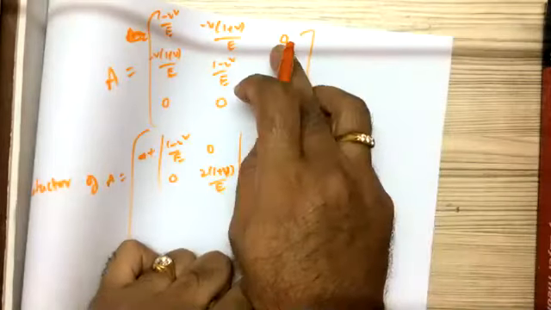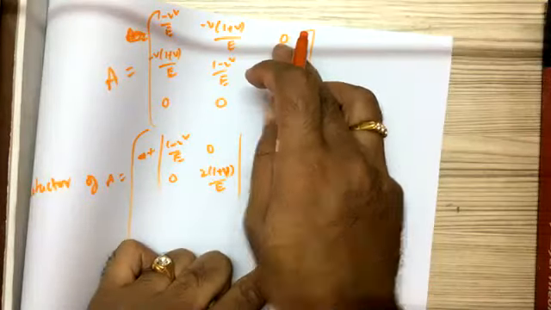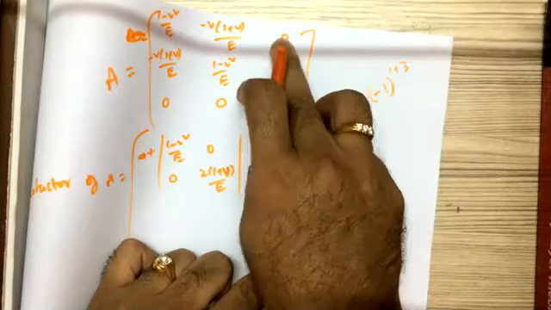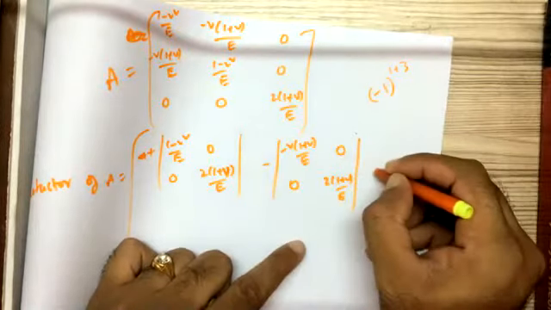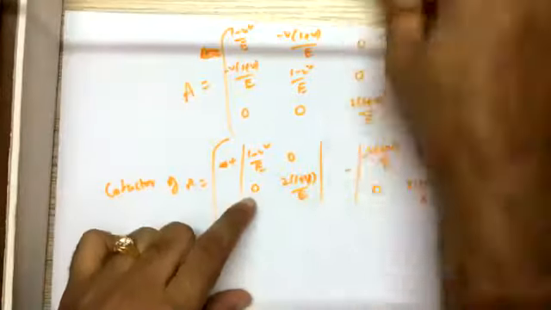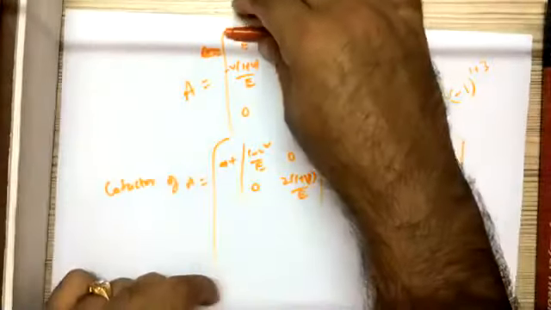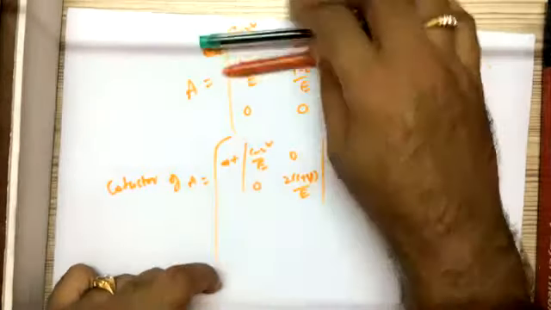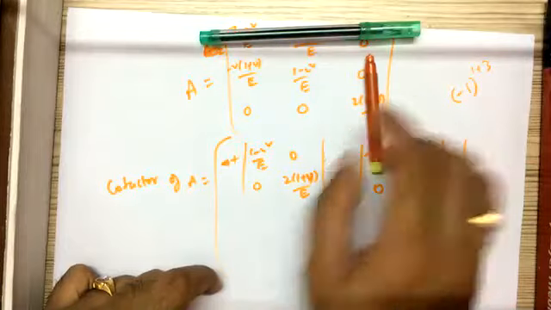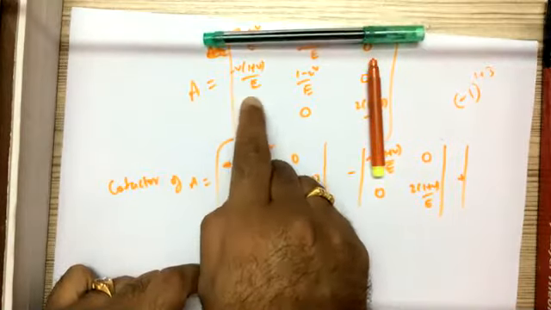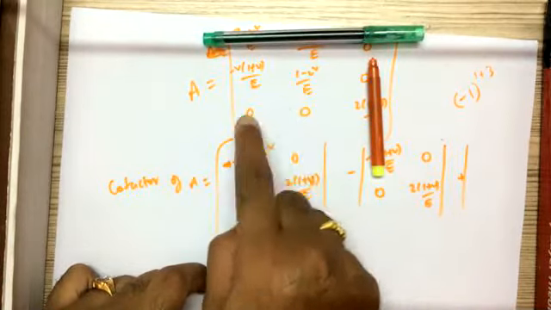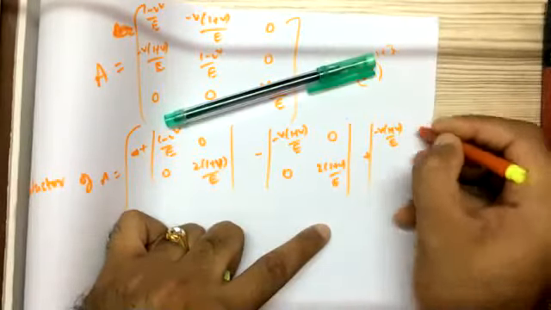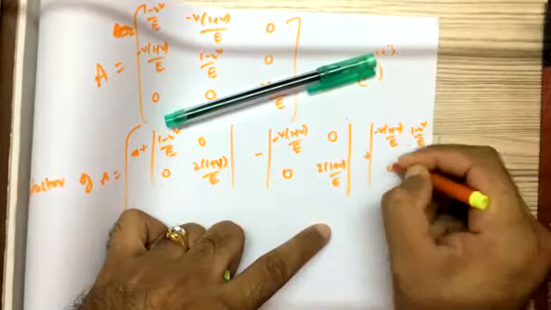Next, 1, 3: minus 1 whole power 1 plus 3. Row 1, column 3, this element. Okay, so minus 1 whole power 4 is plus. What is the det? Eliminate that particular row and column. What is remaining? Minus mu 1 plus mu by e, 1 minus mu square by e, 0, 0.